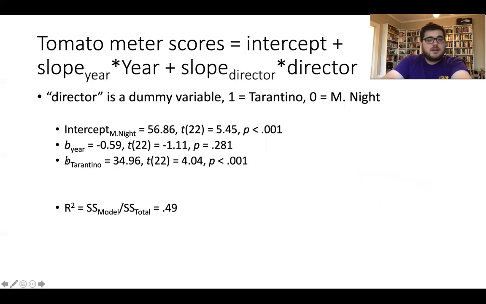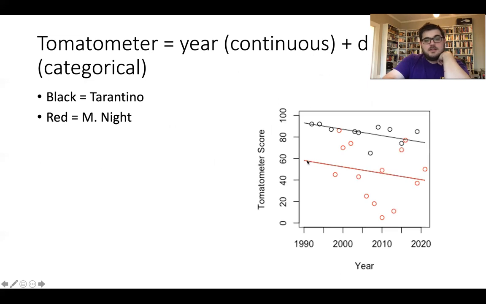You also have a coefficient up here. It's called slope. I need to make up my mind which one it is. People call it both, and it drives me crazy. You have a coefficient for Tarantino. And basically, you just end up multiplying this Tarantino coefficient by 0 if we're making a prediction about M. Night Shyamalan, so that this just drops out of the equation. Or you multiply it by 1 if you're making a prediction about Quentin Tarantino's movies.